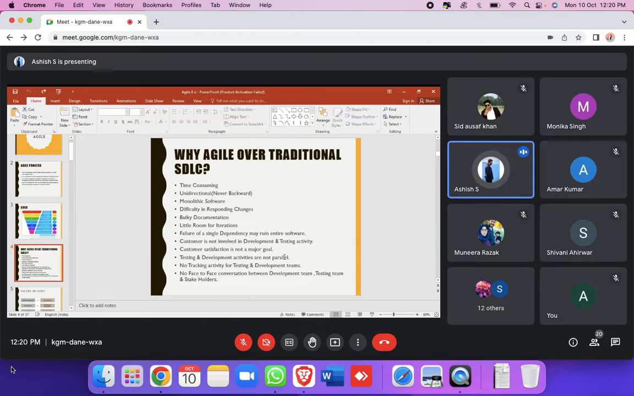And it is unidirectional. Unidirectional in the sense it is only moving in one direction. There is no backward. So you can see over there, never backward. And monolithic software is nothing but a kind of 3-tier architecture, with difficulty in responding to changes. In your traditional models, there was difficulty in responding to changes. For example, if you are following V and V and 70% of your application has been developed, do you think some changes will be accepted by the company?